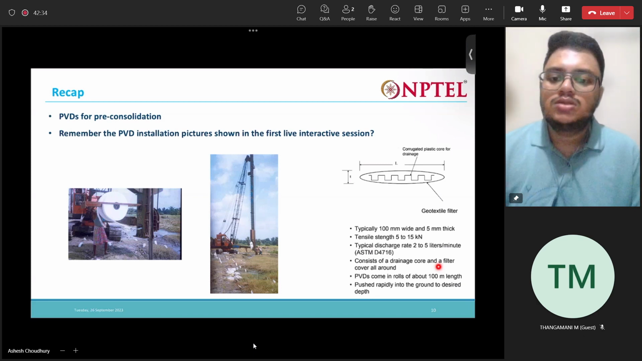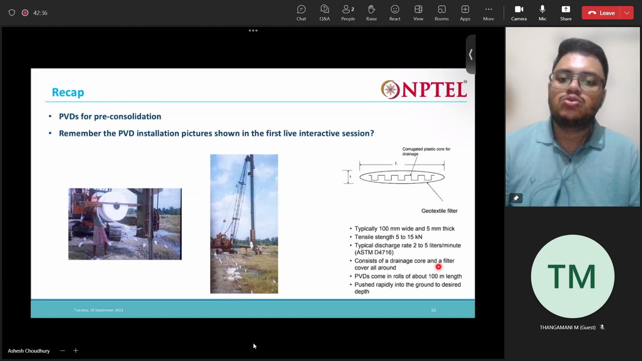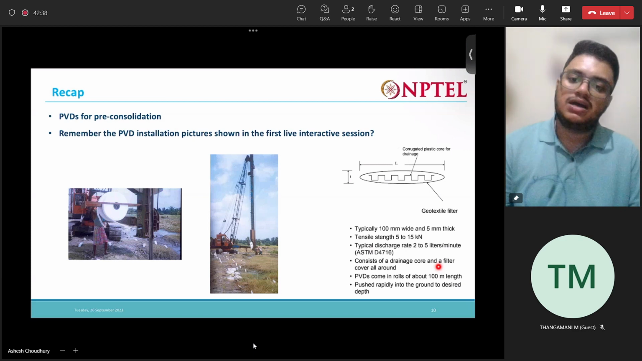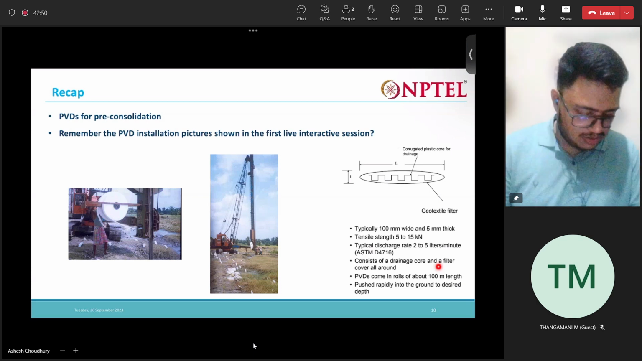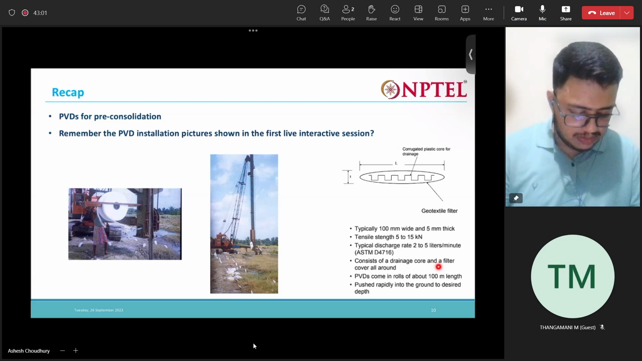If you remember, I had shown some pictures of PVD in the first session, from a site visit. Those are photos I had shared. Similar photos you can see here also, where PVDs come in 100-meter rolls, and these are installed by these machines.